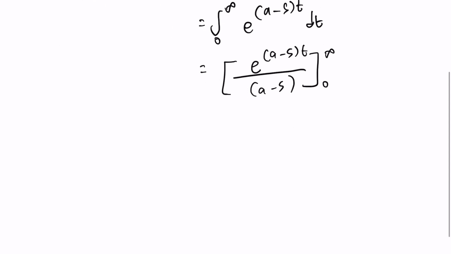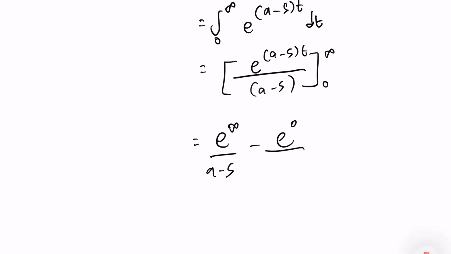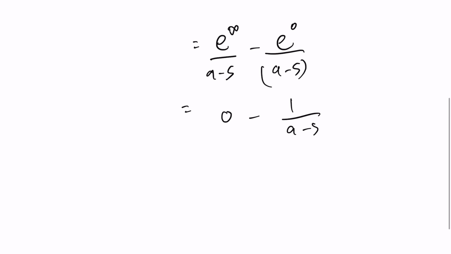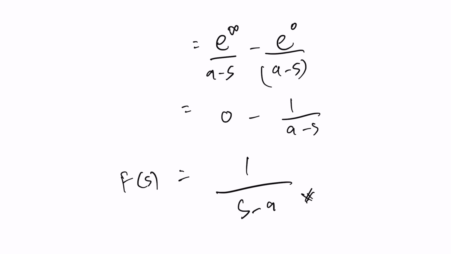Okay, when we substitute e to the power of infinity, we get 0, minus e to the power of 0 over (a minus s). So here is 0 minus 1 over (a minus s). So our solution is 1 over s minus a. So this is the Laplace transform of the exponential function e to the power of at.